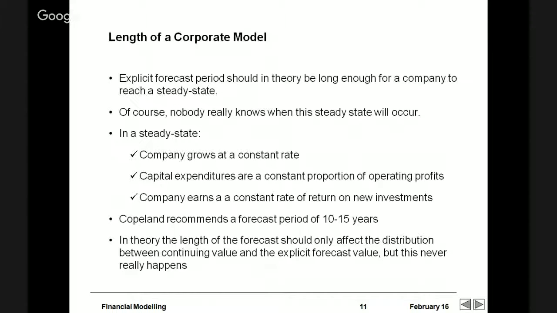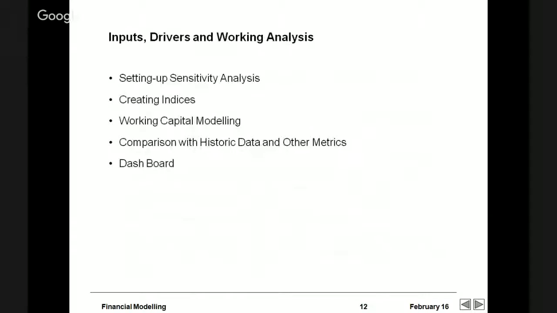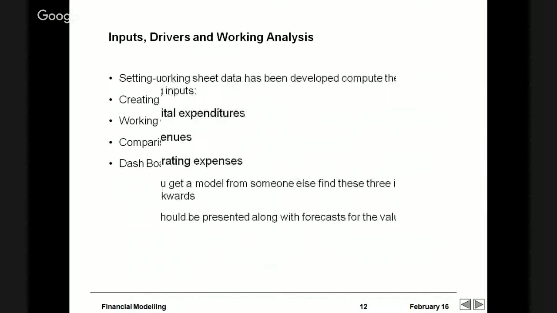Because then only the financial modeling would also be easier, and you would be able to generate more value for your company, because we do not know what is kept for us in future. So what I'm trying to build up here is the drivers and the working analysis pattern. I'm also going to look into a couple of dashboards, the indices that we are going to create, and the comparison with historic data and other metrics.